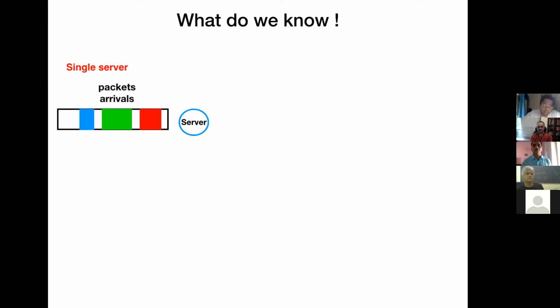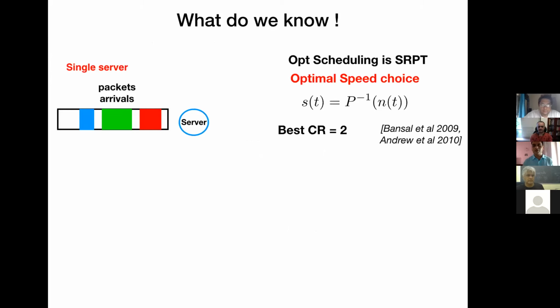All right, so what do we know? This single server setting is actually very well understood in the speed scaling literature. There's a large body of work which eventually got resolved by a famous paper by Nikhil Bansal and his co-authors, and which was further improved by Andrew Lapin and Adam Wierman in 2010.